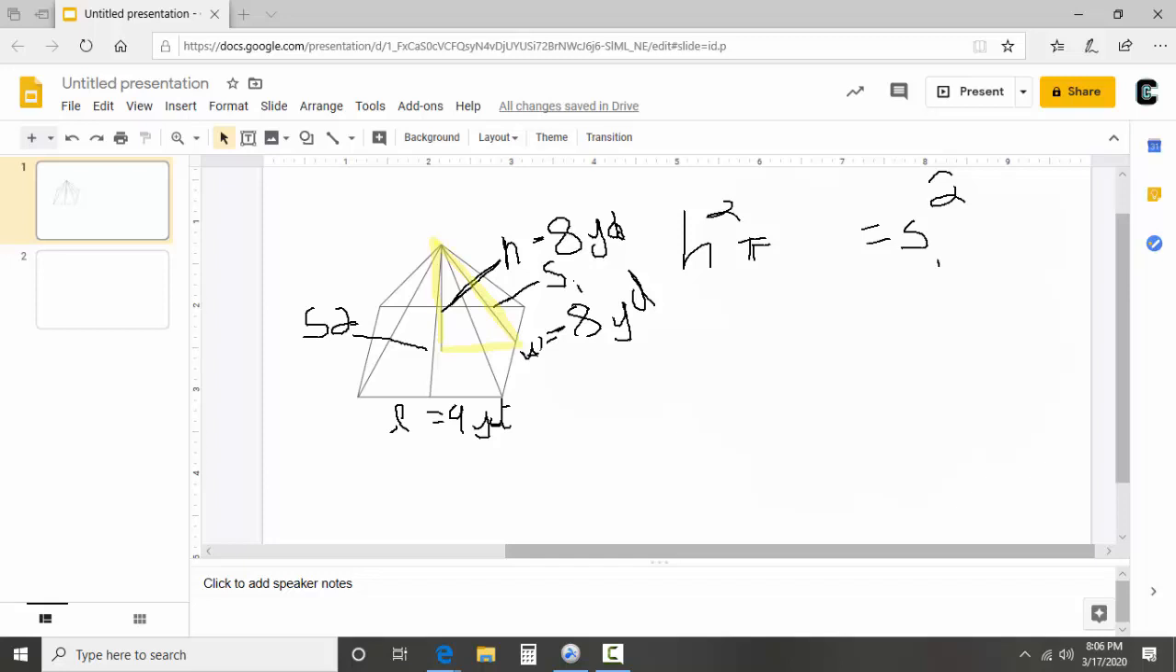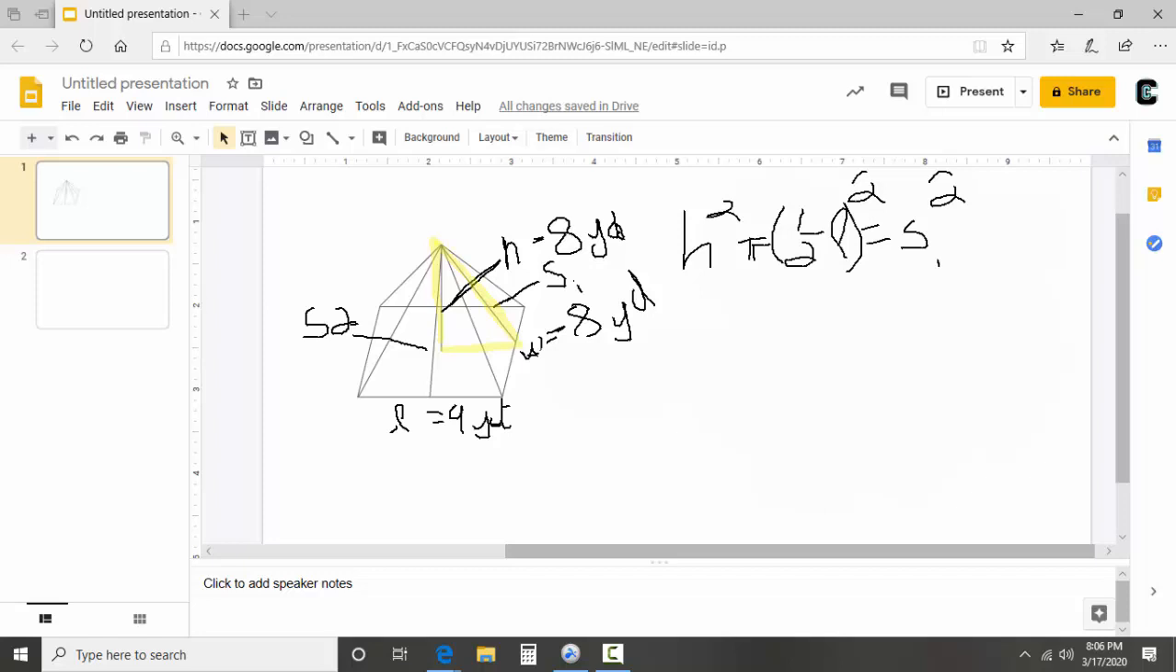And this is where it gets a little bit tricky. Half of the length squared. So let me read that to you because it is quite sloppy. And again, I apologize for this. The height squared plus half of the length squared equals slant 1 squared.